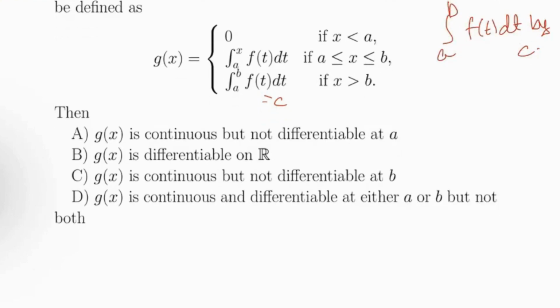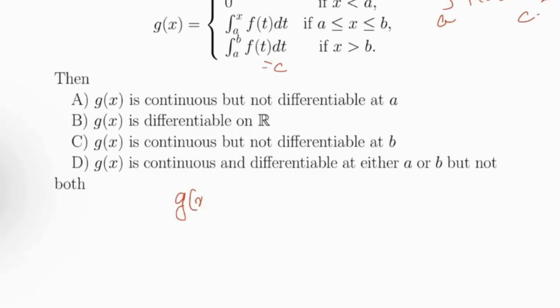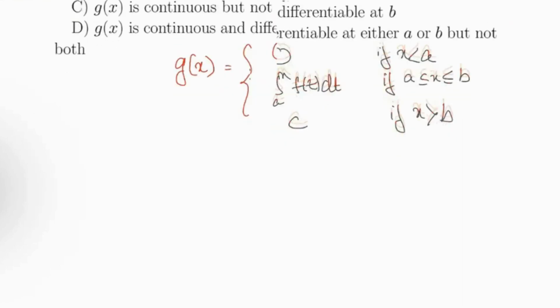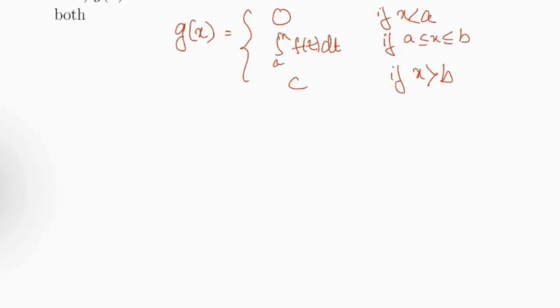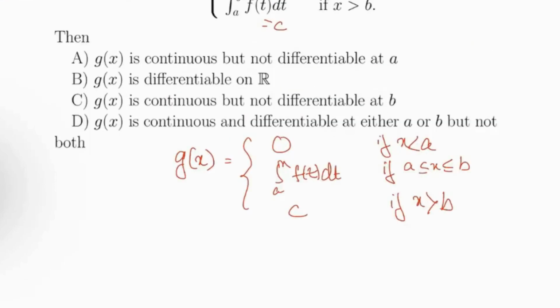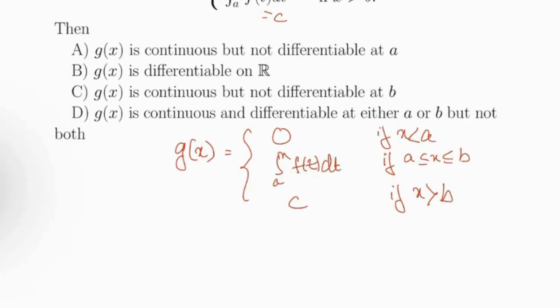So our function happens to be g of x equals 0 if x is less than a, integration a to x f t dt if a is less than or equal to x less than or equal to b, and c if x is greater than b. Now this function is continuous, that's very evident. It's continuous because it's already given that it's continuous.